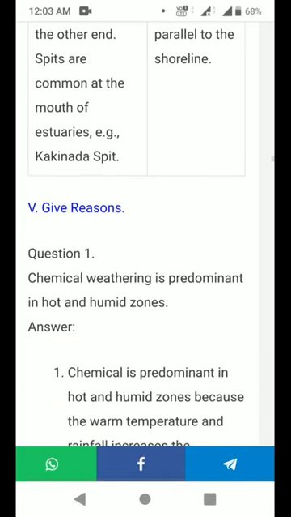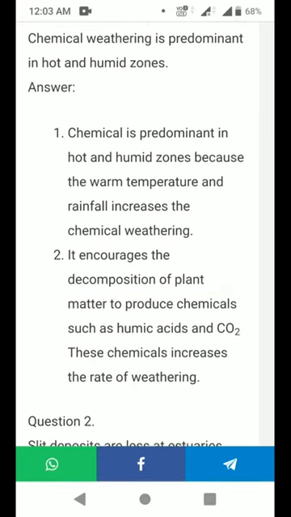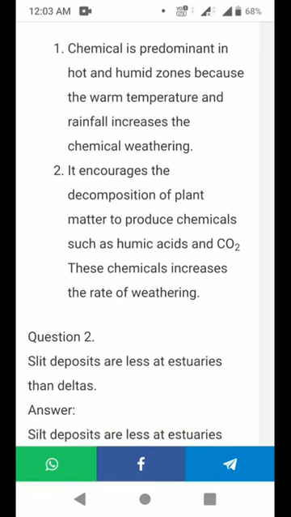Next, give reason. Question number 1. Chemical weathering is predominant in hot and humid zones. Give reason. Answer: chemical weathering is predominant in hot and humid zones because the warm temperature and rainfall increase the chemical weathering. It encourages the decomposition of plant matter to produce chemicals such as humic acids and carbon dioxide. These chemicals increase the rate of weathering.